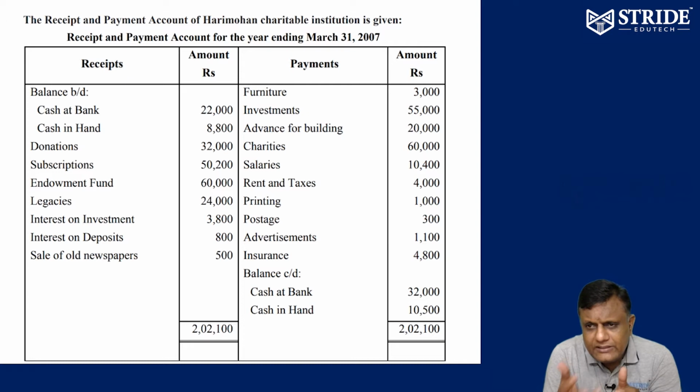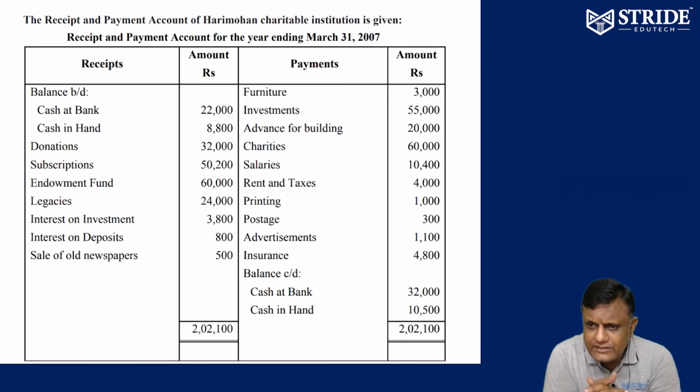Payment side. Furniture we have purchased, asset created, 3,000. Investment purchased, 55,000. Advance for building, 20,000. It is a current asset. Still we are not purchasing the asset; an advance payment has been given. Therefore it is not a fixed asset, it is a current asset. So 20,000.